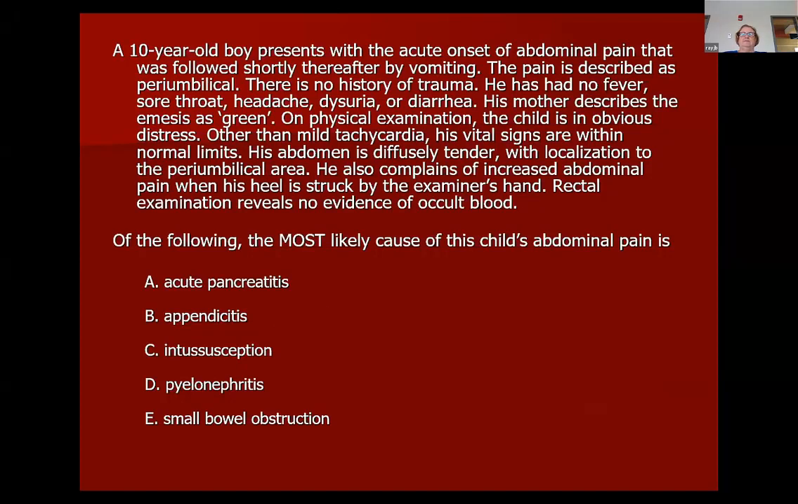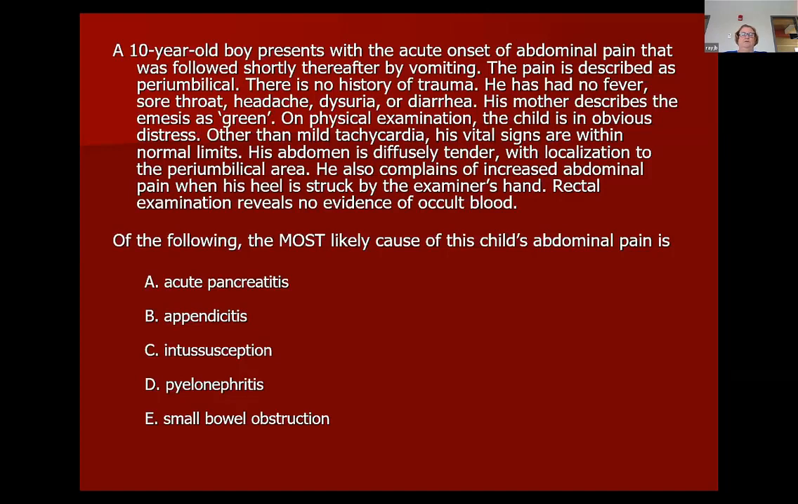Physical exam, the child is in obvious distress other than mild tachycardia. His vital signs are within normal limits. His abdomen is diffusely tender with localization to the periumbilical area. He also complains of increased abdominal pain when his heel is struck by the examiner's hand. Rectal examination reveals no evidence of occult blood.